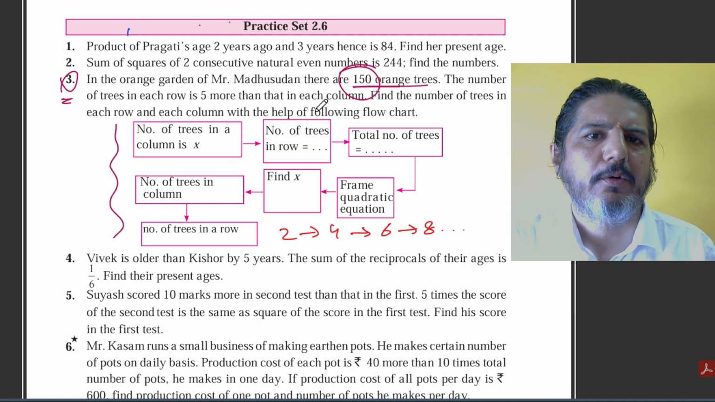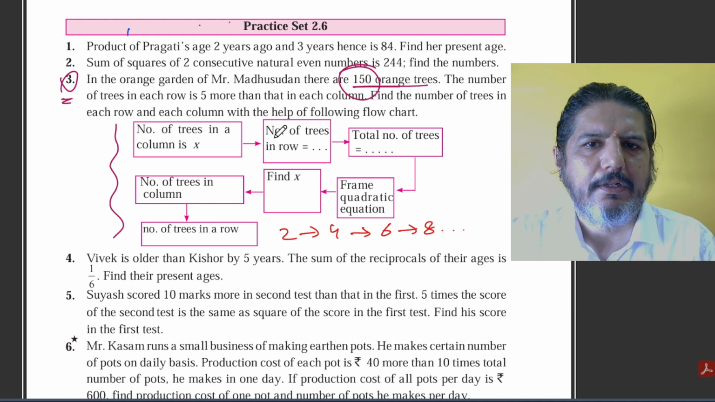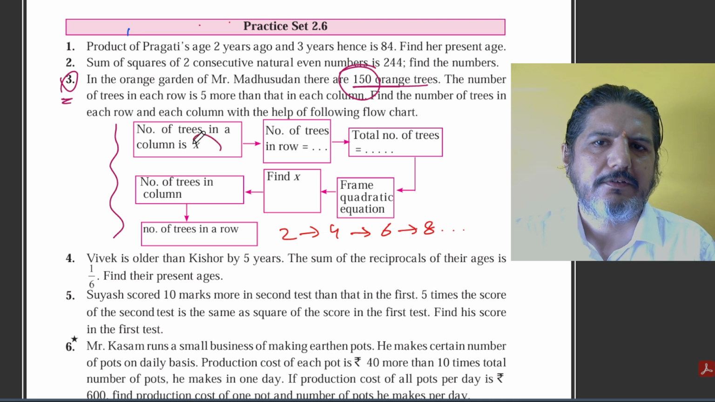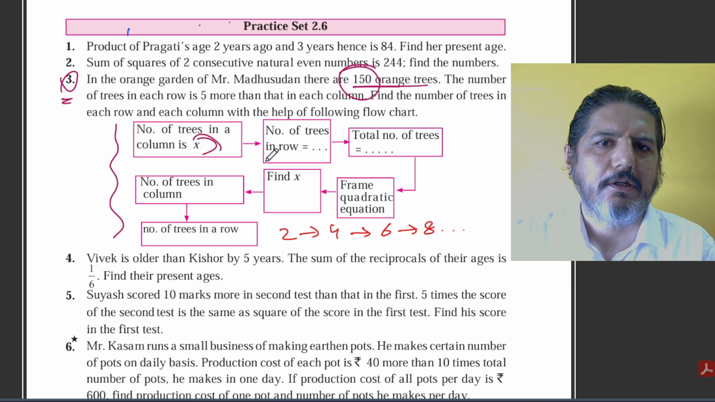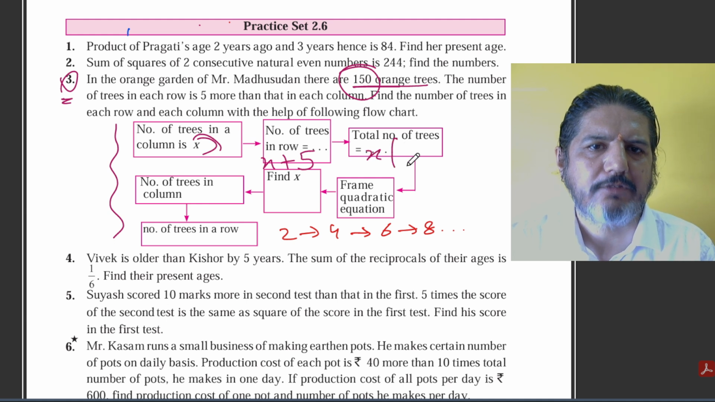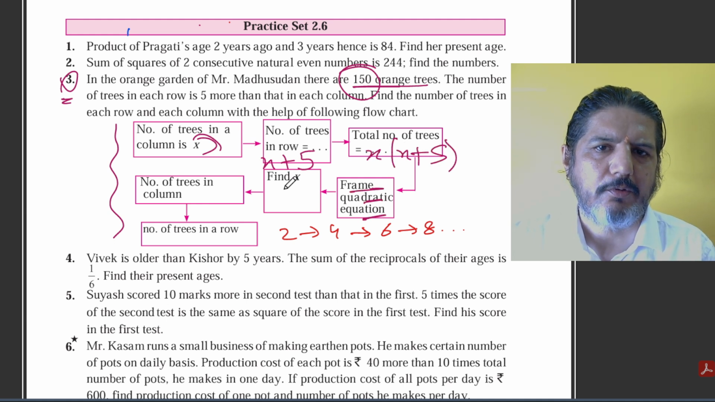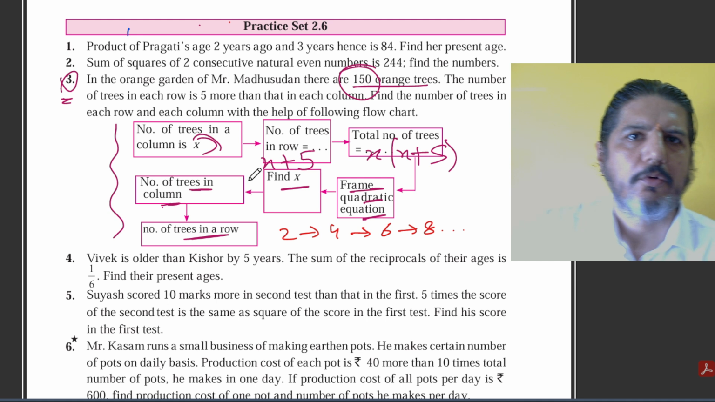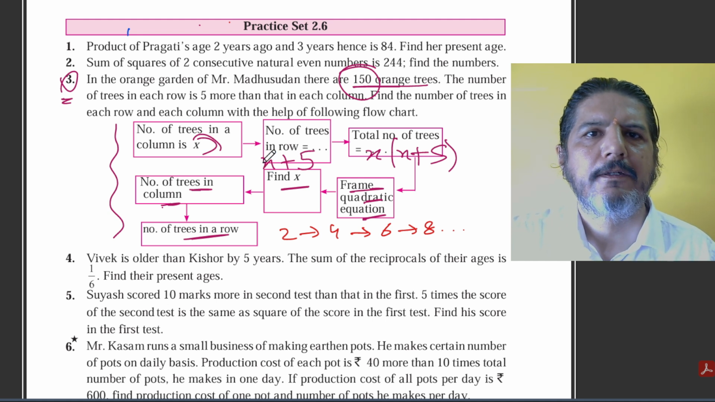Now you can see, look at the flow chart. You can try to fill the flow chart. So number of trees in a column is x. This is the same thing that we followed. Number of trees in a row would be x plus 5. Then number of trees would be x into x plus 5. We found the quadratic equation. We found the value of x. Then we found the number of trees in a column. Then we found the number of trees in a row. So I hope this is making sense.